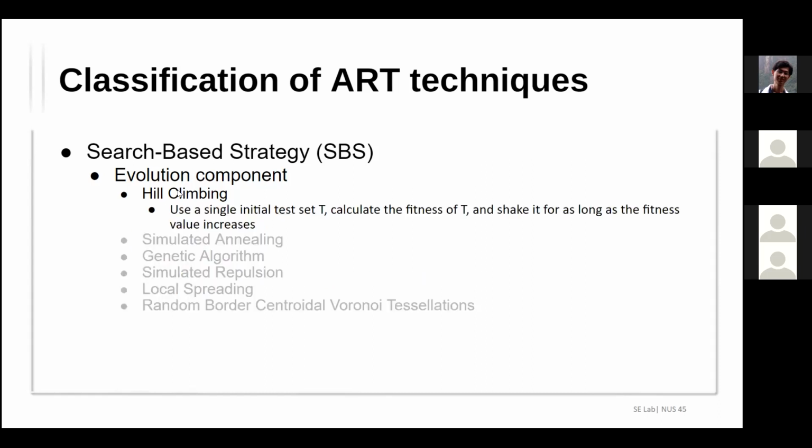Hill climbing is essentially a local search. You just use a single test set, you calculate the fitness and you perturb it as long as the fitness value increases until you stop at some local maxima, and then you're done. This is kind of similar to the gradient descent algorithm.